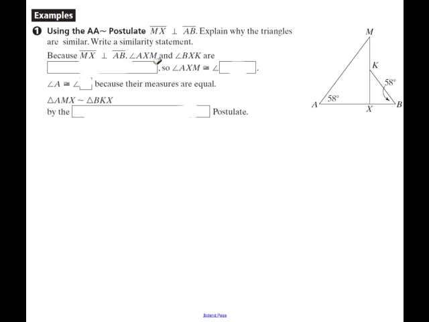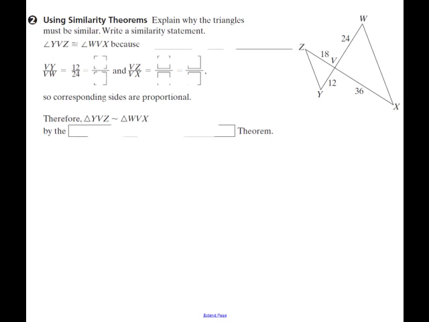So because these are perpendicular, we can say that those are right angles, so they are congruent. And then we can also see, just based on the labels, that A and B are congruent. Therefore, using the angle-angle similarity postulate, we can say that the two triangles are similar, not congruent. Obviously, this one is much smaller, but they are similar. Moving on with the next example.